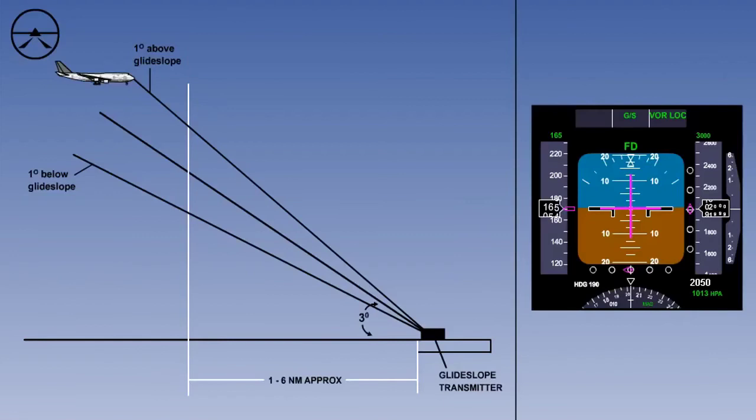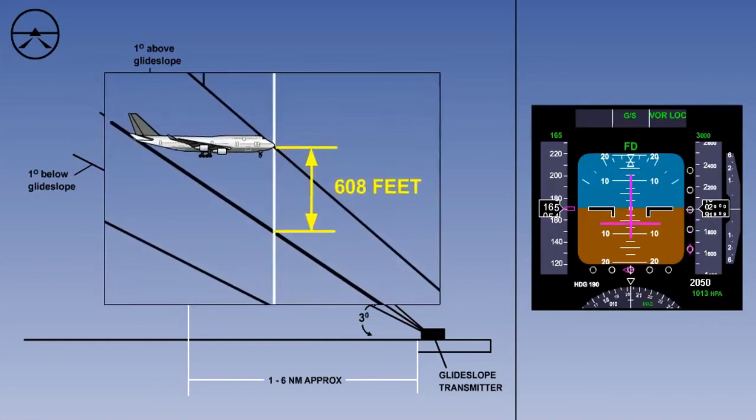If we look at a typical glide slope path of 3 degrees, it can be seen that a 1 degree deflection at 6 nautical miles would give a distance above or below the glide slope of 608 feet. So the flight director can demand the maximum pitch change to try and get the aeroplane back on the glide slope.